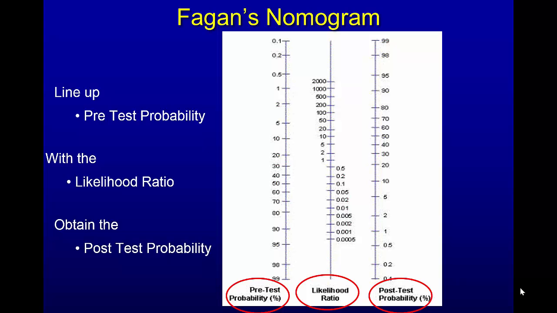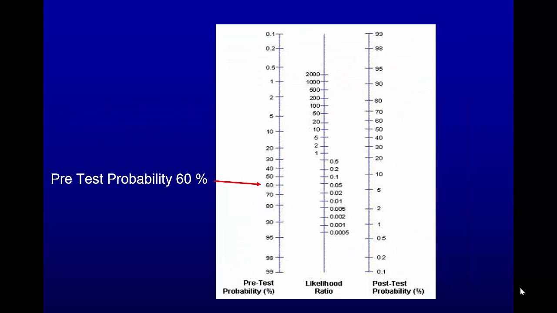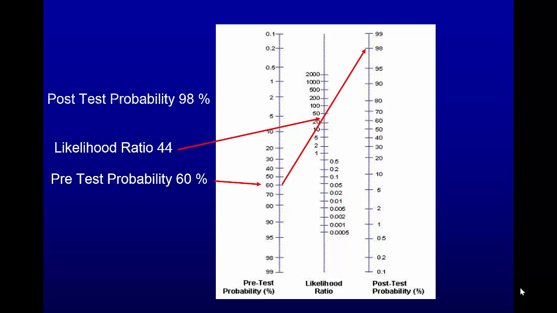So in this patient, our pre-test probability is 60%. That's what I have said. And our likelihood ratio here is 44. So you start with a pre-test probability of 60%. And in a patient like this, if you feel the pre-test probability is 60% and this is the test result, your post-test probability is 98%. You should be 98% sure that this is glaucoma in this patient.